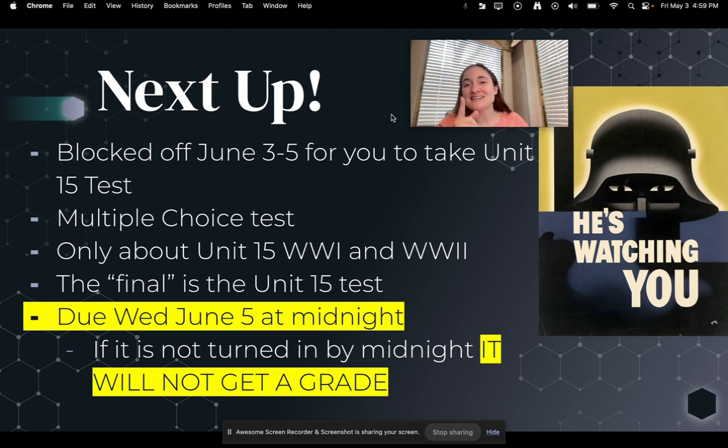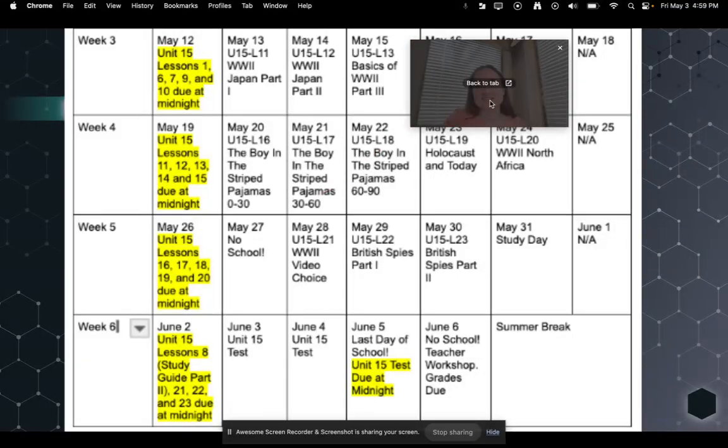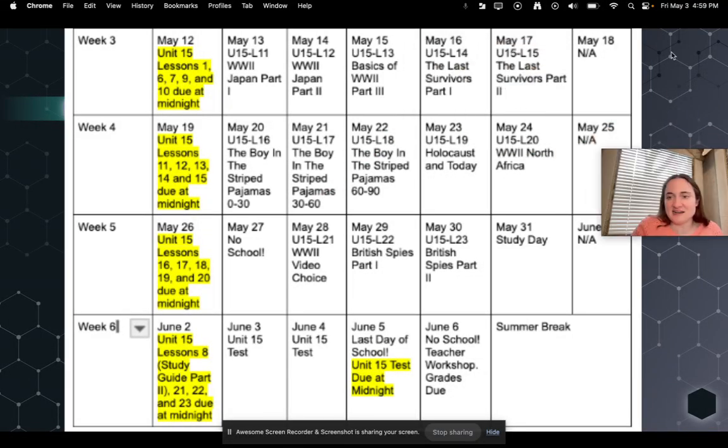It will be due Wednesday, June 5th at midnight. Wednesday, June 5th at midnight, okay? If it is not turned in by Wednesday, June 5th at midnight, it will not be graded, okay? Dead serious about that because I'd lose access to the grade books at some point.